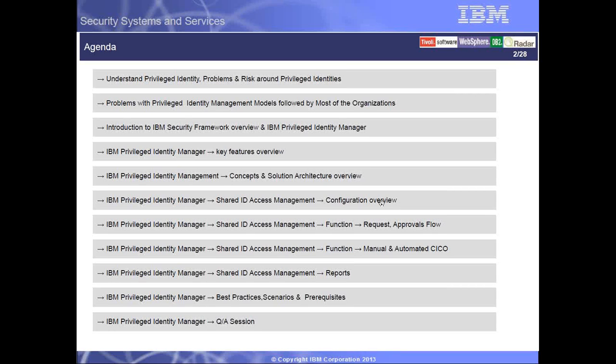Automated way. We'll talk about reports, then we'll talk best practices, scenarios, and prerequisites. And then we'll finally conclude with a Q&A session.